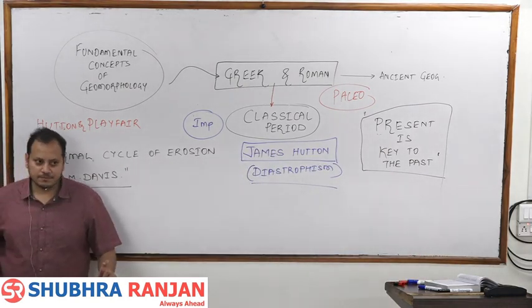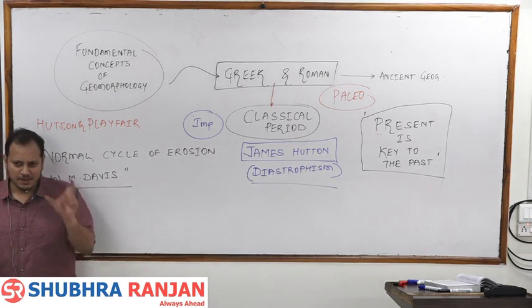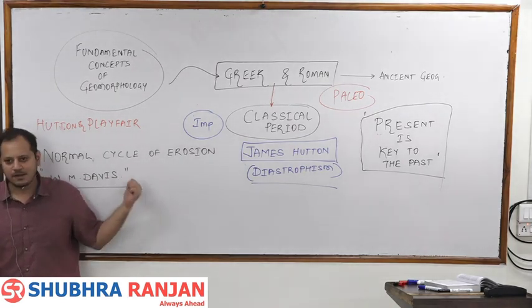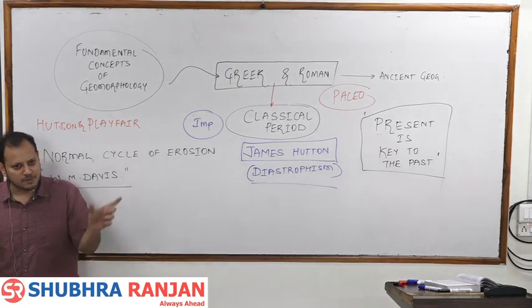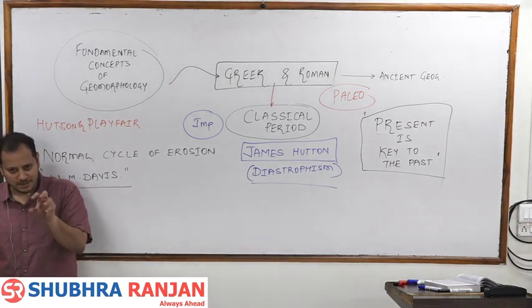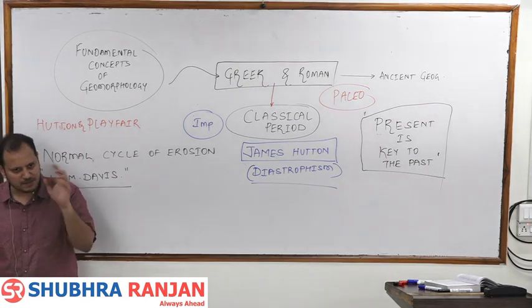So this means, again we will come back over a period of time. If a short note comes on the normal cycle of erosion, what should you be writing? Davis's theory. What should be your introduction? Hutton and Playfair. Getting it? Concept of uniformitarianism. Don't directly start with Davis.